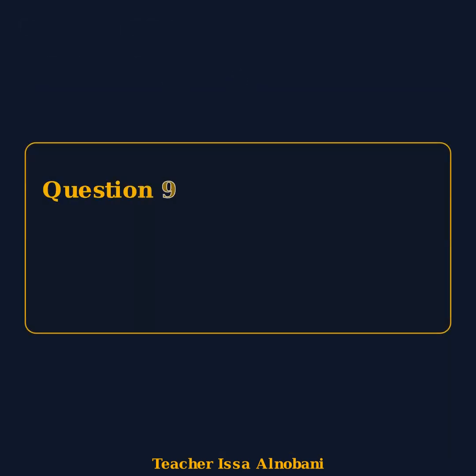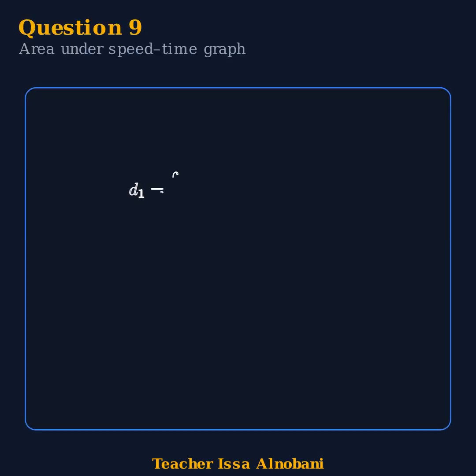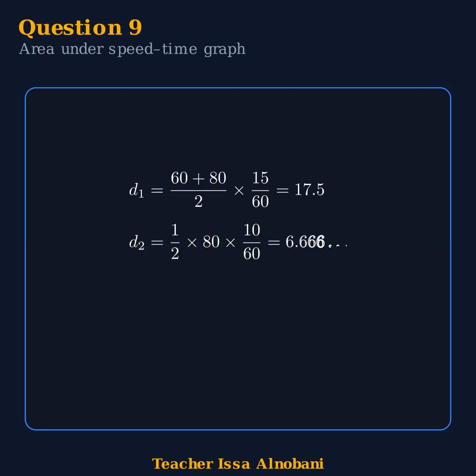Question 9. The speed-time graph shows part of a car journey. Find the total distance traveled in 25 minutes. Distance is the area under the speed-time graph. The first trapezium gives 17.5 kilometers, and the second triangle gives 6.67 kilometers. Total distance is 24.2 kilometers.